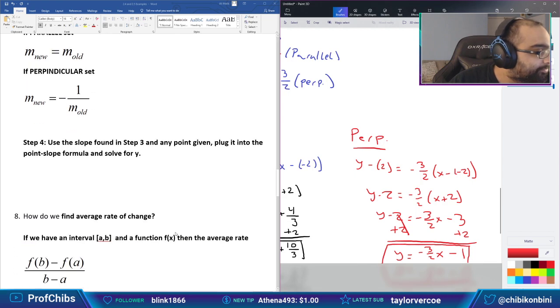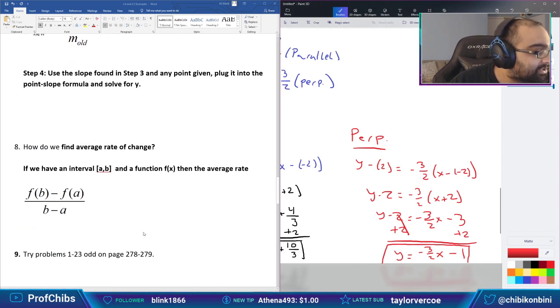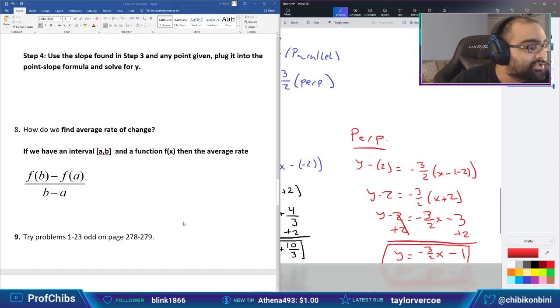All right. Okay, next, let's look at the next one here. This is the last question for these two sections anyway. Number 8 says, how do we find the average rate of change?